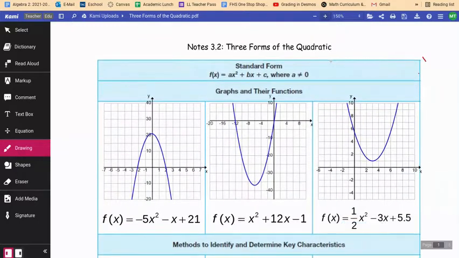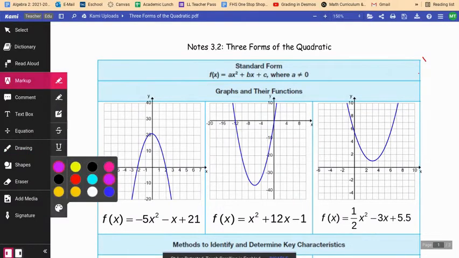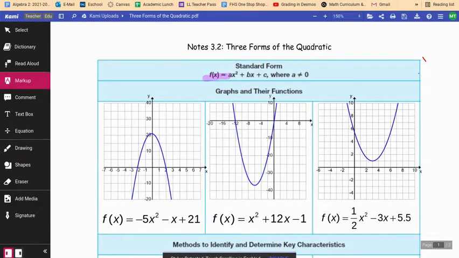All right, today we're going to talk about three forms of a quadratic. So this one is the first form, standard. So let me see if I can highlight that. So standard form looks like this. Okay, f of x is equal to ax squared plus bx plus c.